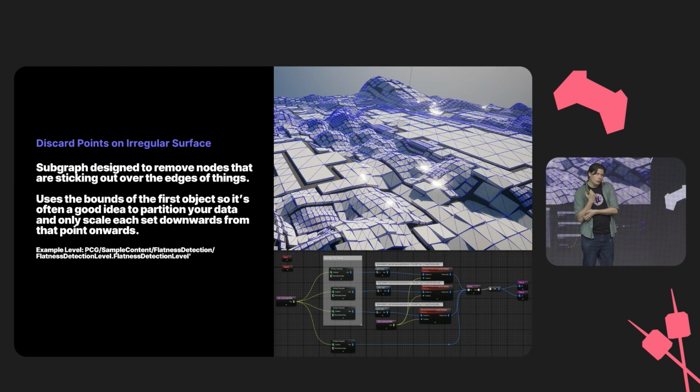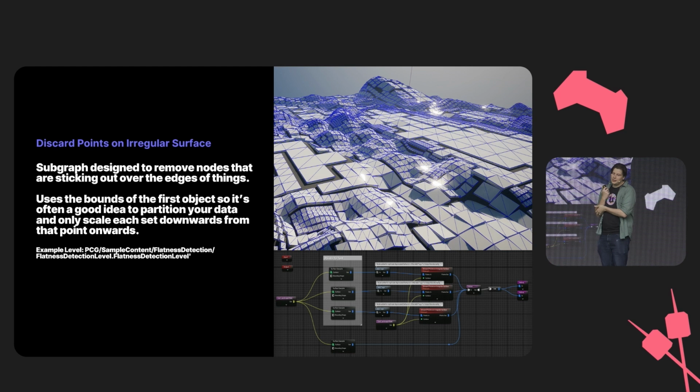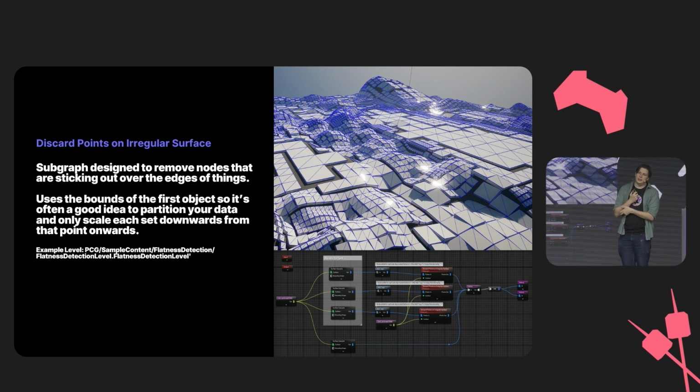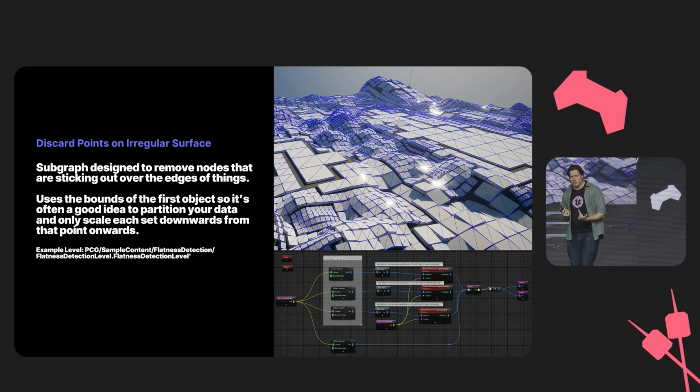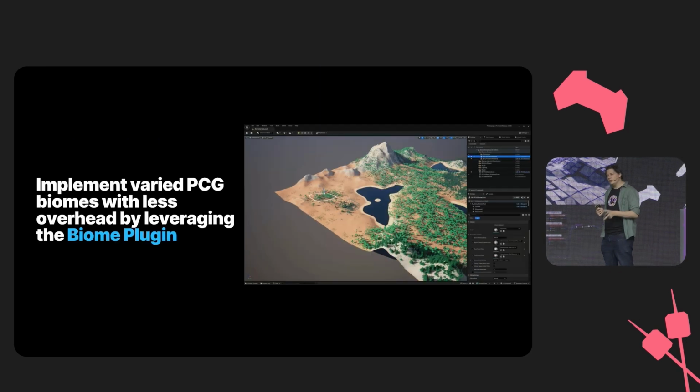Be aware that if you're rolling with PCG, I strongly recommend looking at the irregular surface node, which allows you to say, hey, only put things where they fit on the ground and nothing's ever going to be sticking up. I bring this up because it's a subgraph and a lot of people miss it, and I wanted to do a call out.